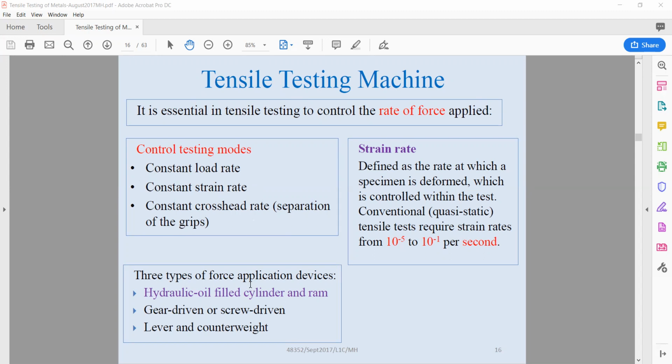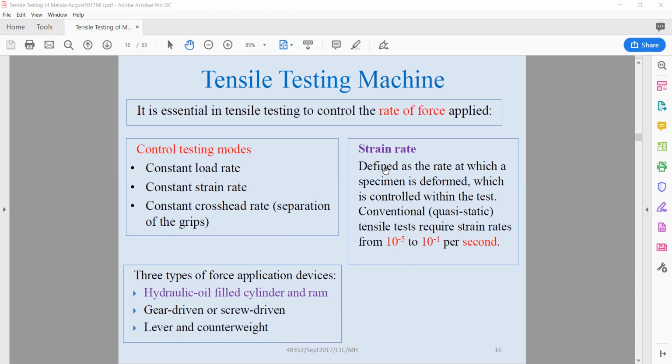Three types of force application device. Generally, if we come to the types of testing machine, they can be hydraulic oil-filled cylinder and ram. They can be gear-driven or screw-driven type. They can also be lever and counterweight type. Hydraulic machines are those with high capacity most of the time. Screw-driven testing machines are most of the time low capacity.